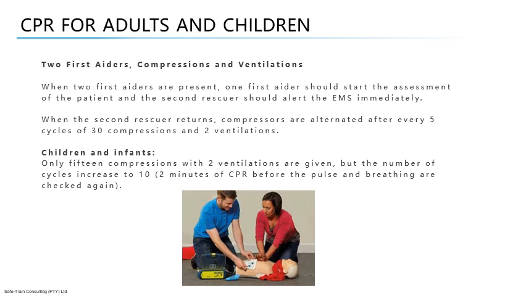The pulse and breathing are checked. When no pulse and breathing are found, CPR is started immediately. When the second rescuer returns, compressors are alternated after every 5 cycles of 30 compressions and 2 ventilations. Children and infants: only 15 compressions with 2 ventilations are given, but the number of cycles increased to 10. 2 minutes of CPR before the pulse and breathing are checked again.